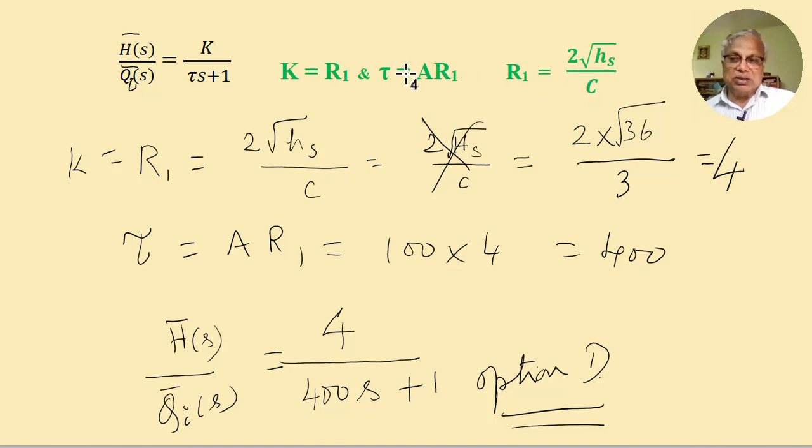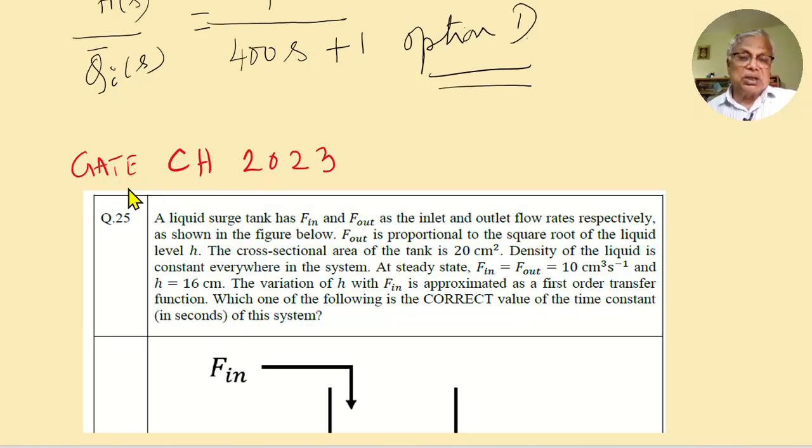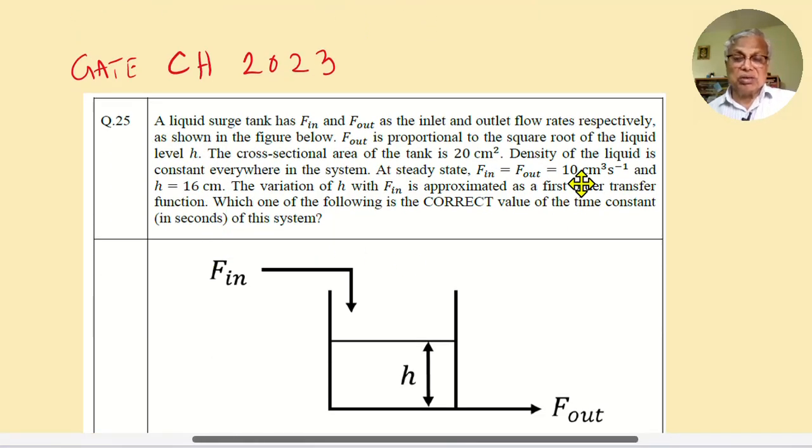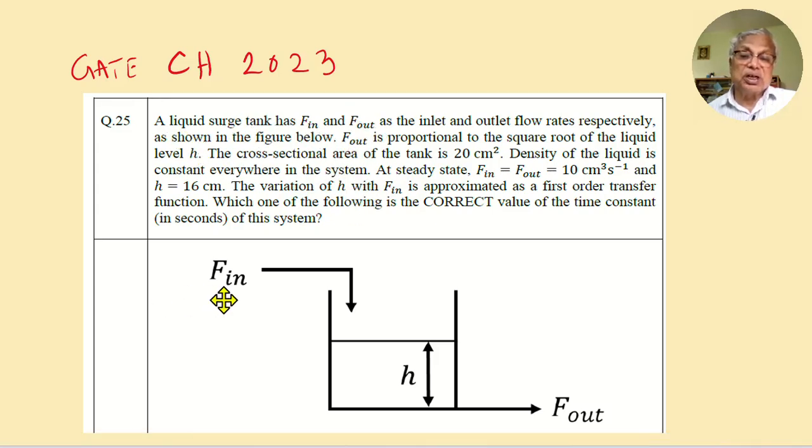You have a similar question in another GATE paper in subsequent years. Let's have a look. This is from the Chemical Engineering GATE paper 2023, question number 25. A liquid surge tank has F in and F out as inlet and outlet flow rates respectively, as shown in the figure. F out is proportional to the square root of the liquid level H.